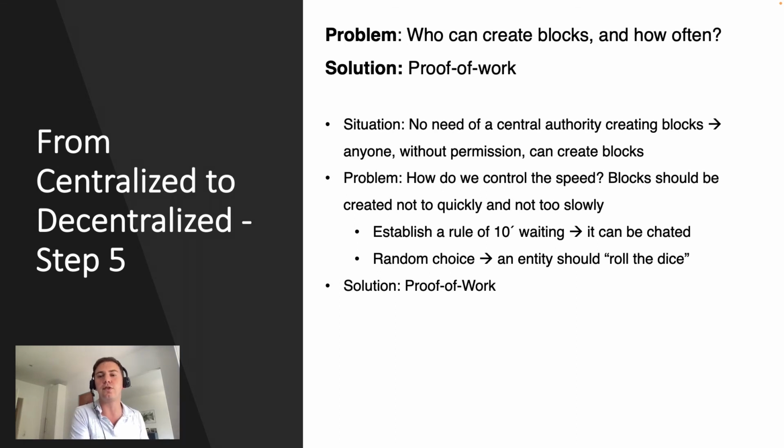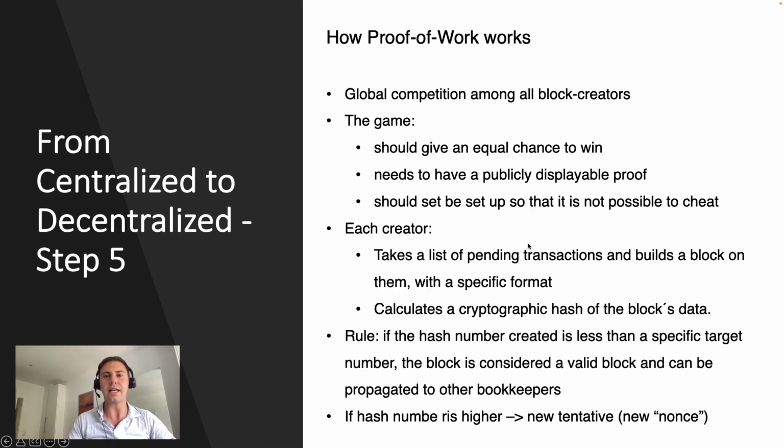So what we could do is also decide to assign it randomly, but in this case we would need a central authority to, let's say, roll the dice. And the last thing that we want is to have a central authority. As I said, the solution is a very smart one, an elegant one. It is called proof of work.